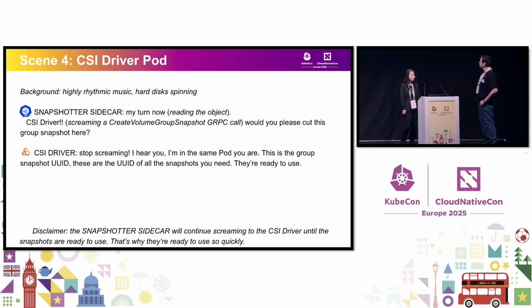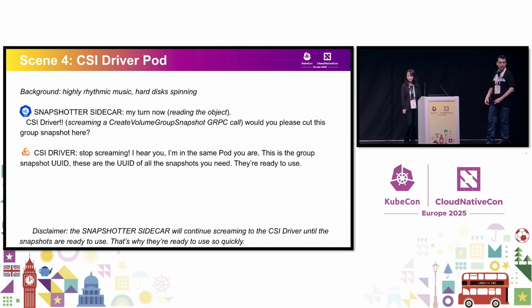And now we are inside the pod of the CSI driver. And there's the snapshotter sidecar realizing that there is a new VolumeGroupSnapshotContent object. OK, but I don't know how to take a snapshot by myself. I need to ask my CSI driver friend, which is sitting next to me. And so I scream in a gRPC format, create group snapshot request. But that poor guy is sitting just next to me. So, look, I heard you. OK, these are the UIDs. I'm going to do your work.